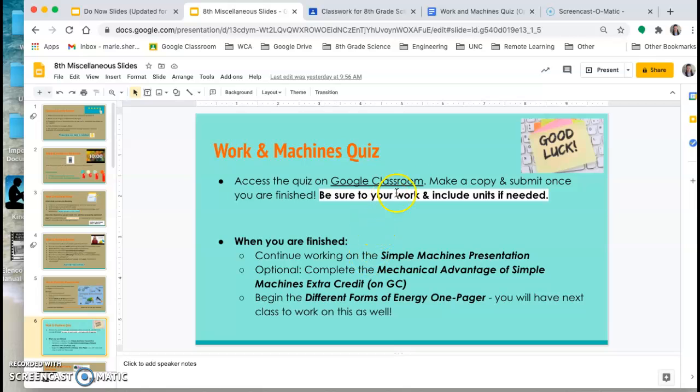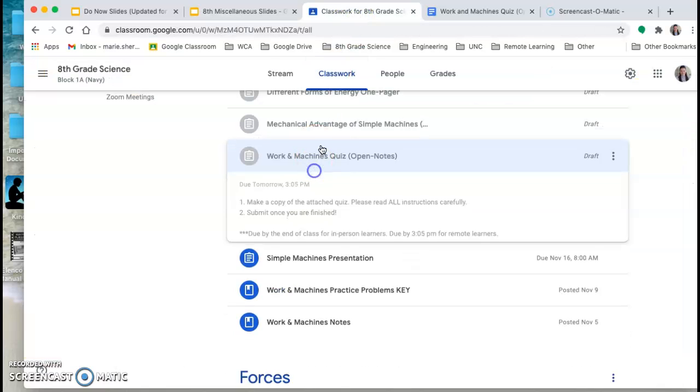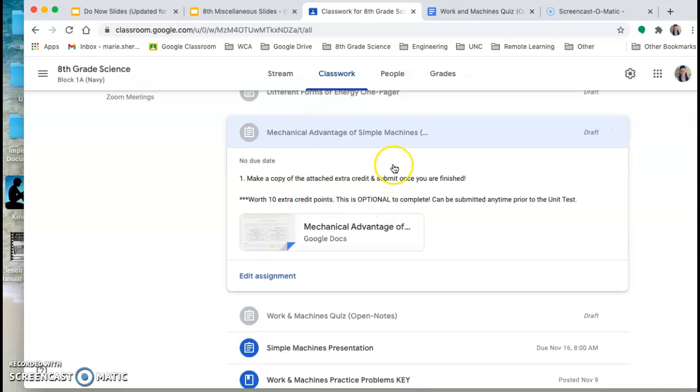After you have completed the quiz and the Simple Machines presentation, you can optionally work on an extra credit assignment that will be posted to Google Classroom. That assignment is titled Mechanical Advantage of Simple Machines, and you will want to make a copy of the document, answer the questions, and submit this. This is optional, and you do have until the unit test to complete this.